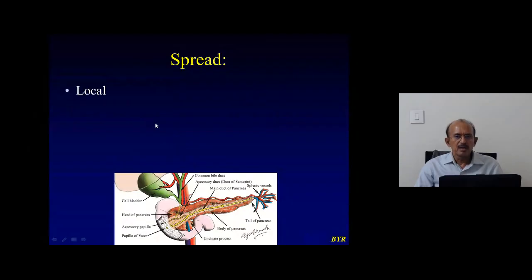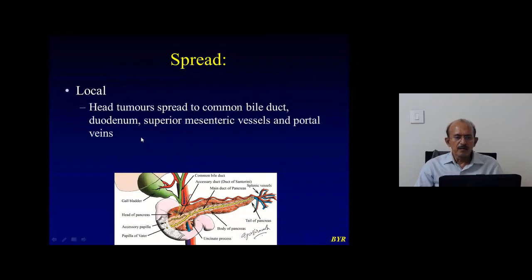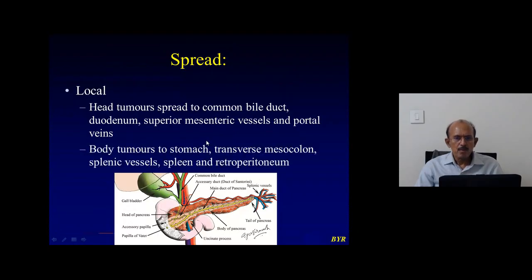Spread of the tumor. Locally, the head tumor spreads to the common bile duct, the duodenum, superior mesenteric vessels, and portal vein. So all the nearby structures are involved by the head tumors. Body tumors infiltrate the stomach, transverse mesocolon, splenic vessels, spleen, and retroperitoneum.